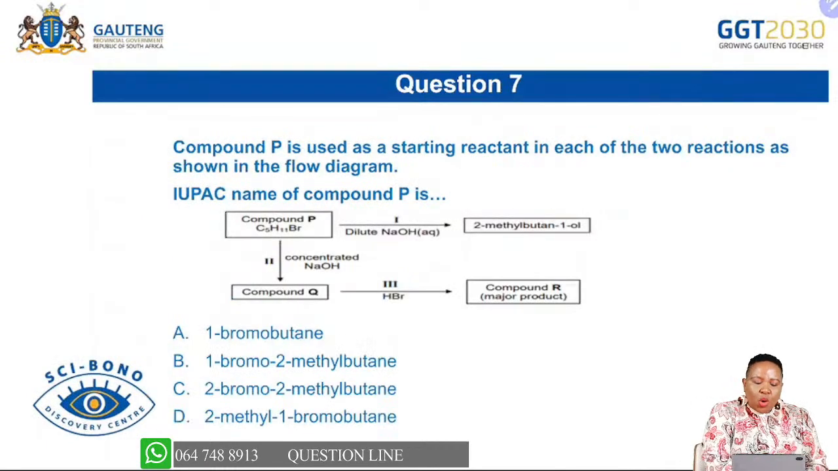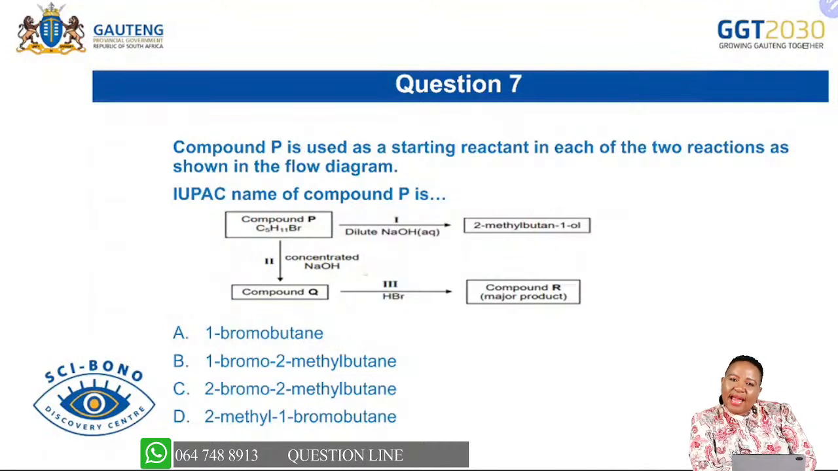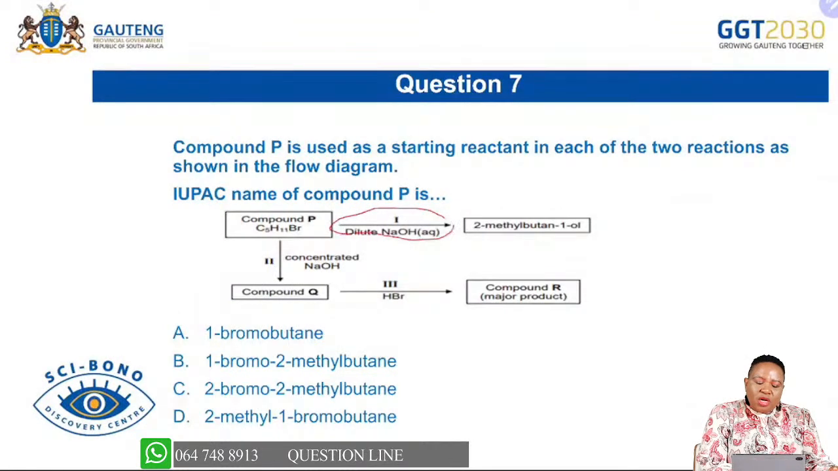Remember, we also did elimination reactions. So our elimination reactions are dehydration, where we remove water, dehydrohalogenation, where we remove a hydrogen halide, and also dehalogenation. Okay, fine. So sometimes the examiner will give you conditions like this.